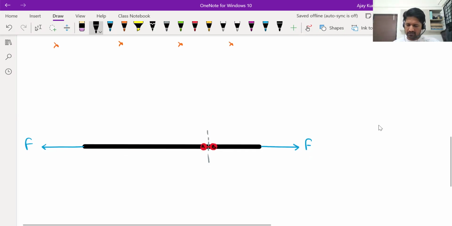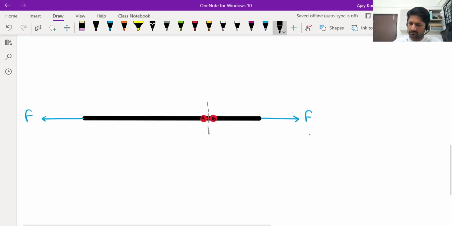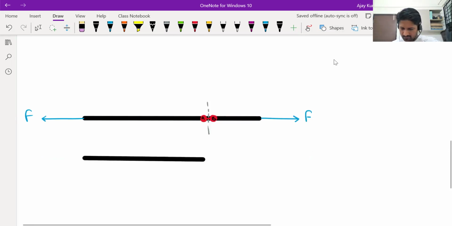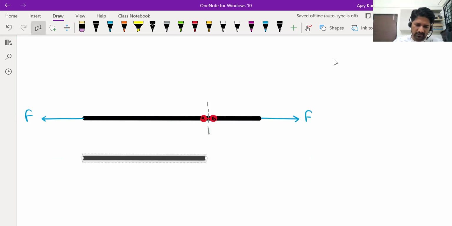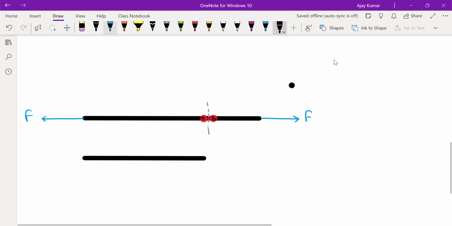So if you consider only the left side part of the rod, say from here to here, we are pulling it with one force on this side, but it's not going off that way, no? It is staying there. Why? Because of the tension it experiences here. B is pulling A, so there will be a tension on it.